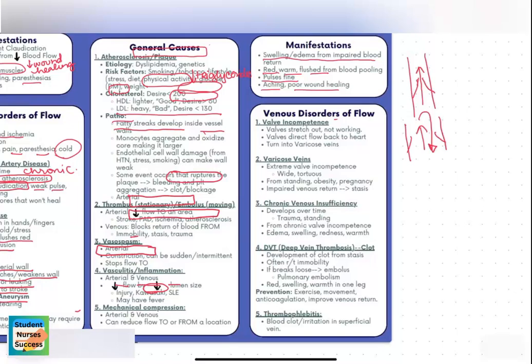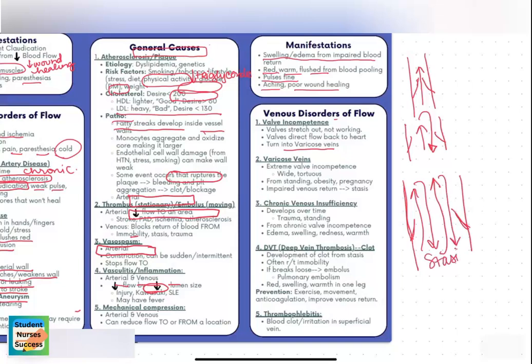Things that stretch valves out include maybe standing, maybe weight, obesity, pregnancy. Over time, valves that are incompetent will turn into something called varicose veins. Varicose veins are very wide veins where the valves are not working very well. Blood is kind of turbulently flowing through the area and actually causing stasis, and eventually clots will develop in this area. They get very, very wide.